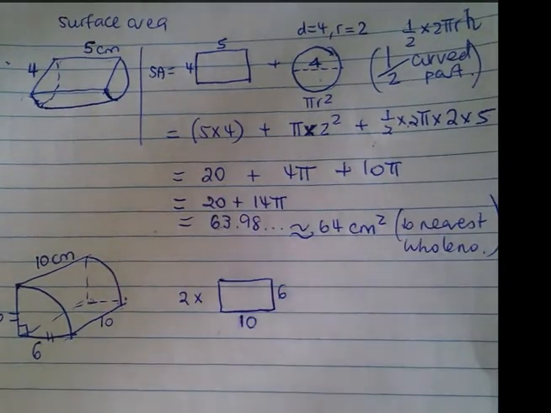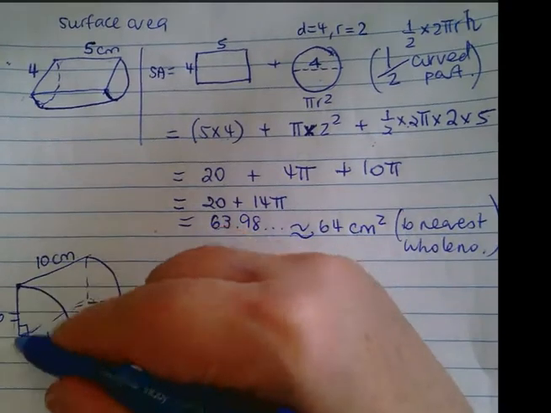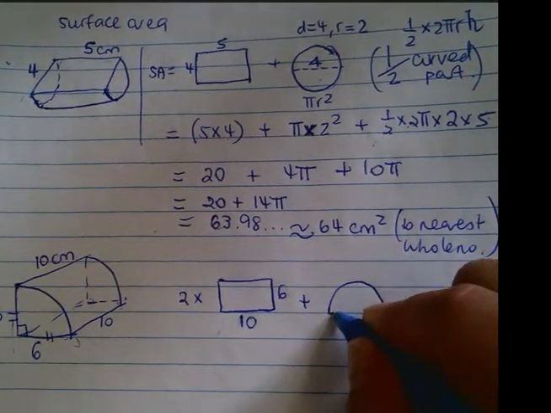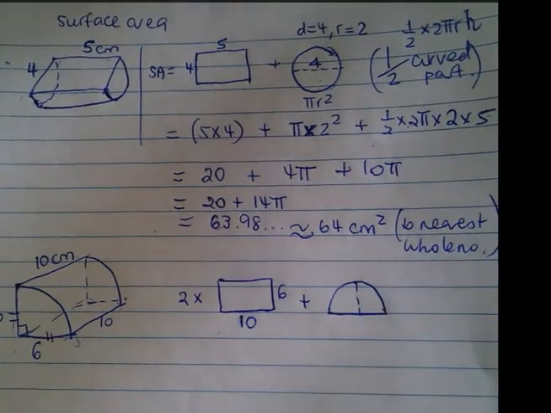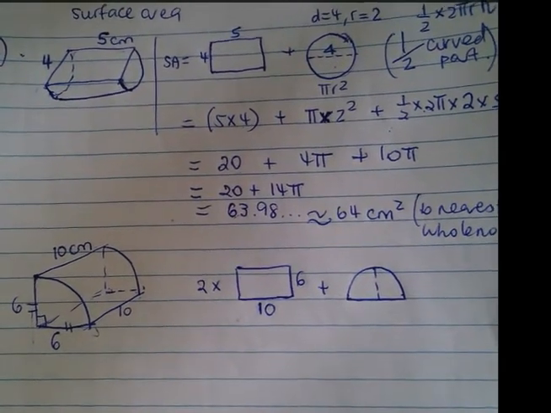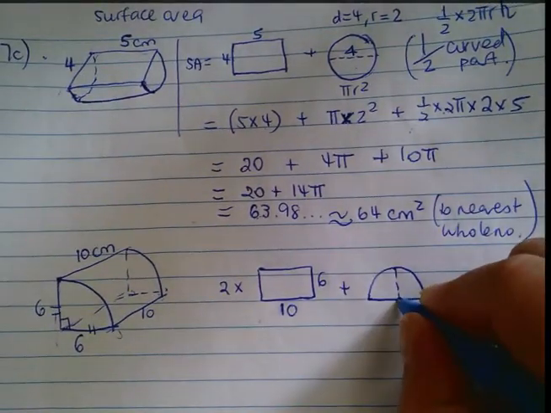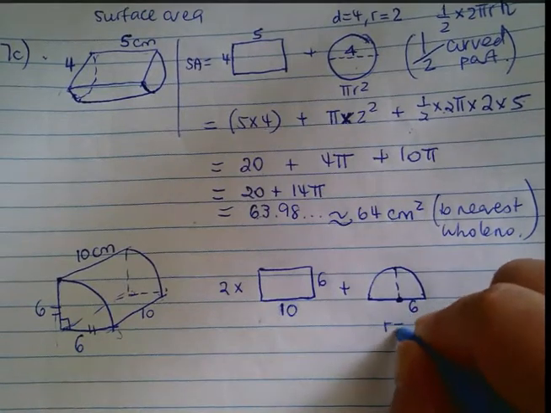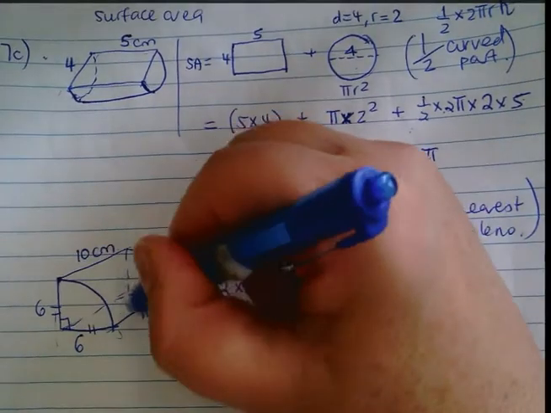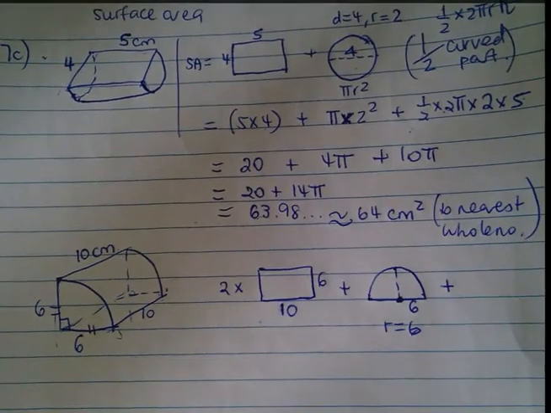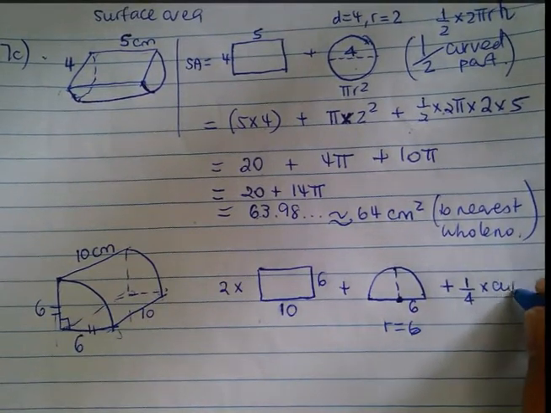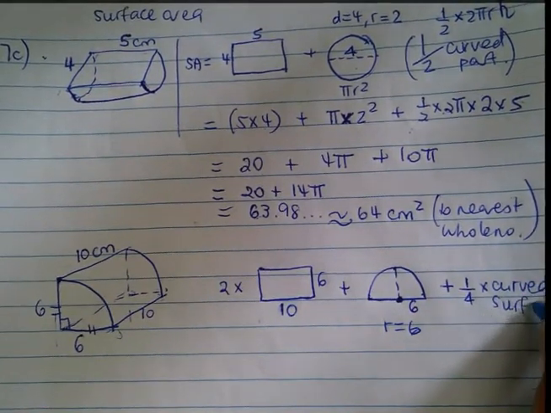So 2 of those, 10 times 6, plus I've got 2 quadrants, 2 quarter circles makes a semicircle. Are you given the radius or the diameter? Radius. Yep. Got 2 with a radius of 6. I'll just go R is 6 so we know. And then I've got the curved bit. But what fraction of the circle? A quarter of the curved surface. Curved part, curved surface.